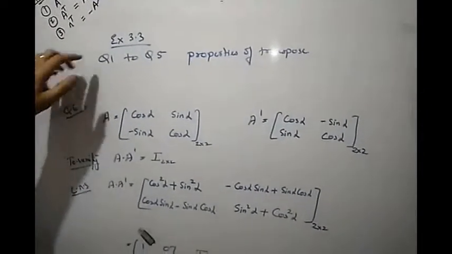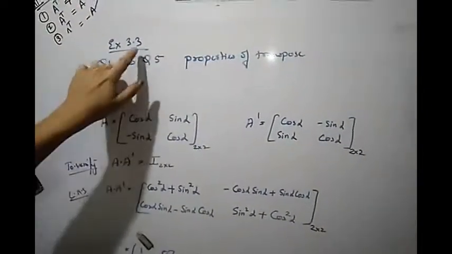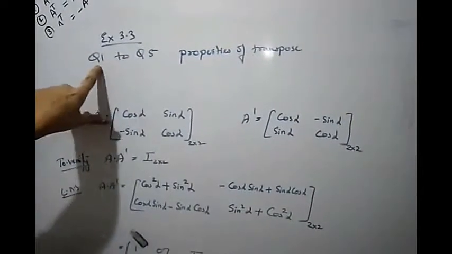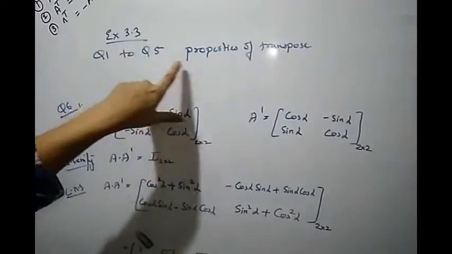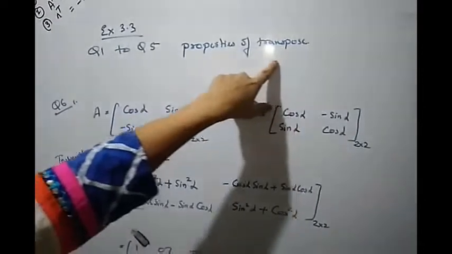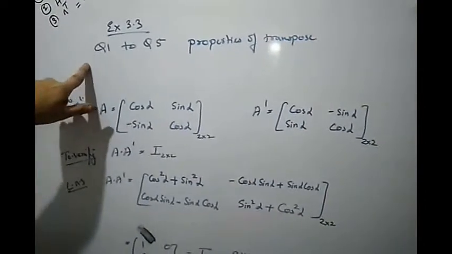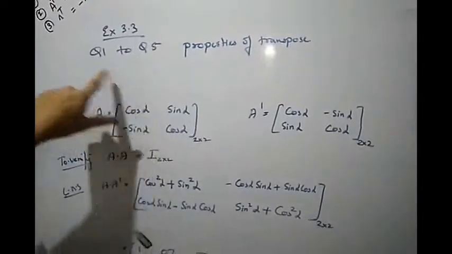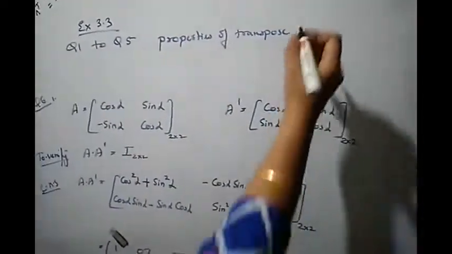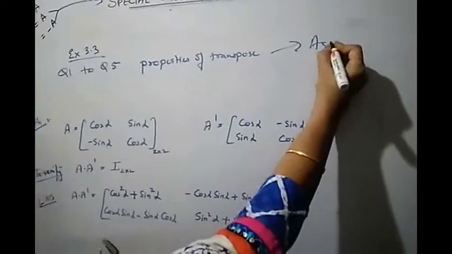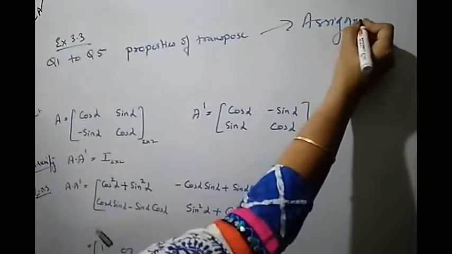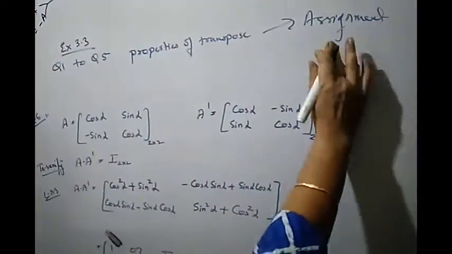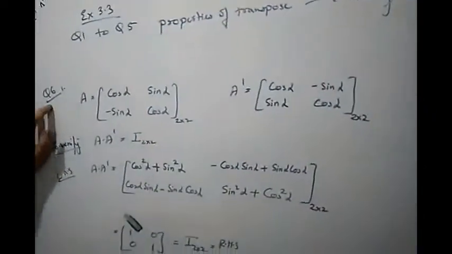Now, let's see some of the questions of exercise 3.3. Question number 1 to question number 5 deal with the properties of transpose. While we were discussing the properties of transpose, with each property we discussed one example. So this part will be an assignment for you.